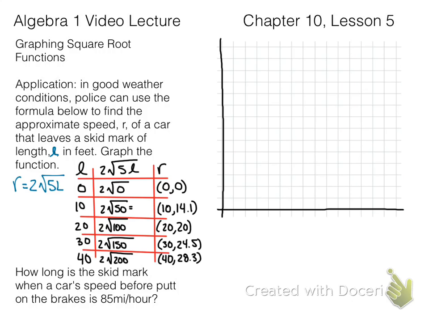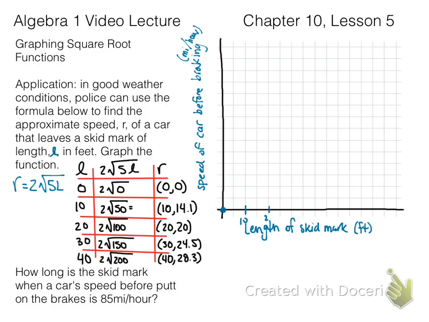So if we go ahead and graph this, where the x is the length of the skid and the y is the speed of the car before the brakes were applied in miles per hour, we can graph these points. So 0, 0, there we go, there we go, there we go.